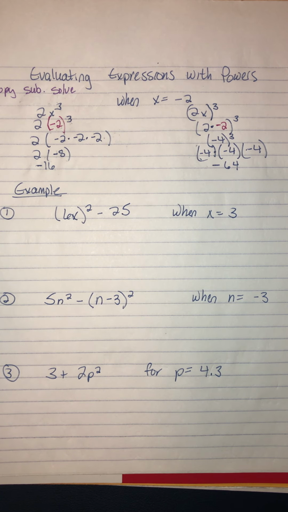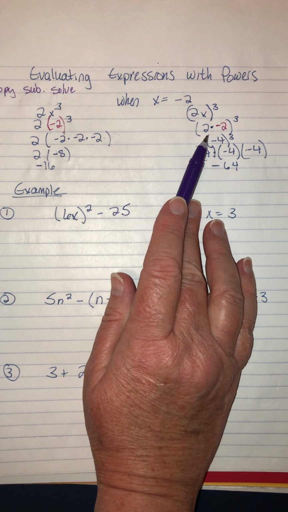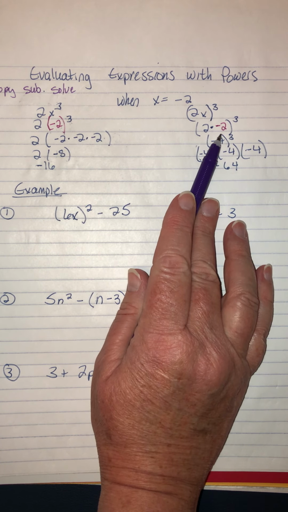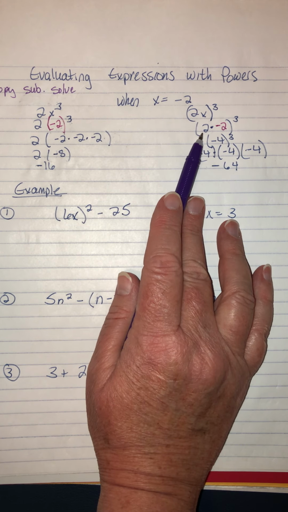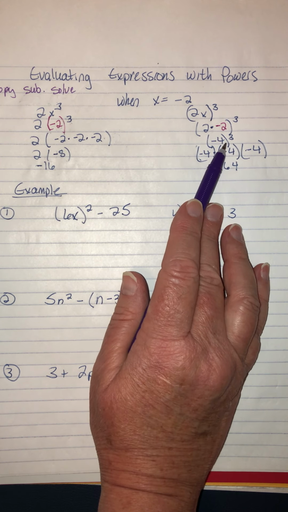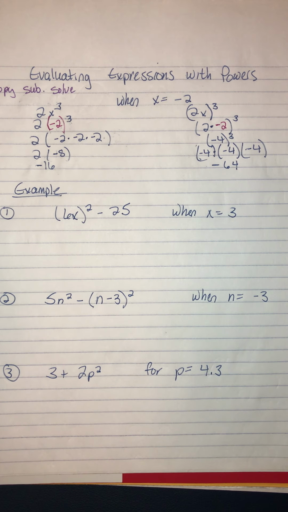My next example, I have 2x to the 3rd, and my 2x is in parentheses. That's important. So you need to be sure that you have, when you substitute it in, you keep that negative sign with the 2. Then you multiply 2 times negative 2 is negative 4. Then you do negative 4 to the 3rd. So negative 4 times negative 4 times negative 4 gives me for my final answer negative 64.